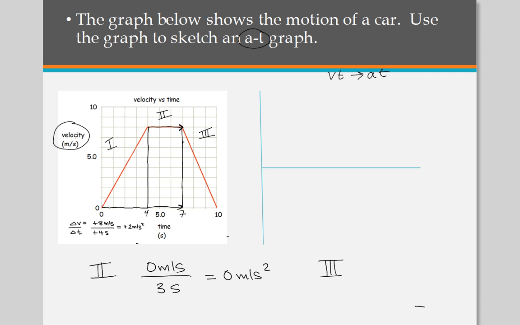And for section 3, you drop from 8 all the way to 0. So you go 0, take away 8. And from what time frame to what time frame? 7 to 10. So obviously it's 3. 10, take away 7. Negative 8 over 3. 8 over 3 is 2.6 repeating, so negative 2.6 repeating meters per second squared.